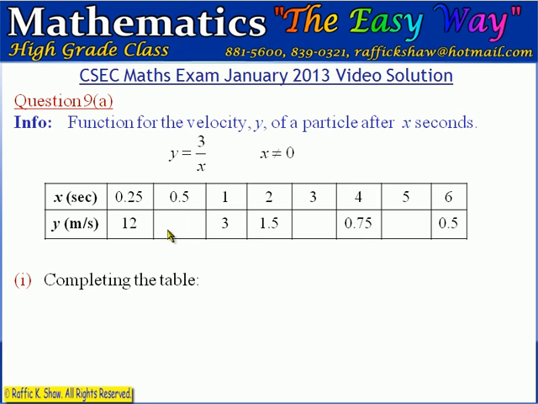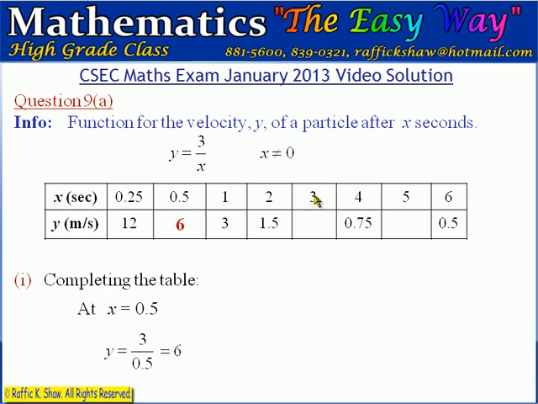The y value here is obtained when the x value is 0.5. So at x equals 0.5, y would be equal to 3 divided by 0.5. Remember now, y is equal to 3 divided by x. And so when the x value is 0.5, the y value is 3 divided by 0.5, and the result for that calculation is 6. And so we can place the 6 inside this cell.